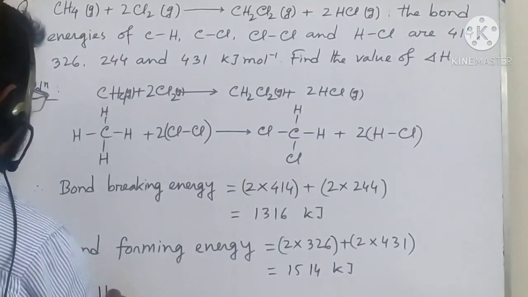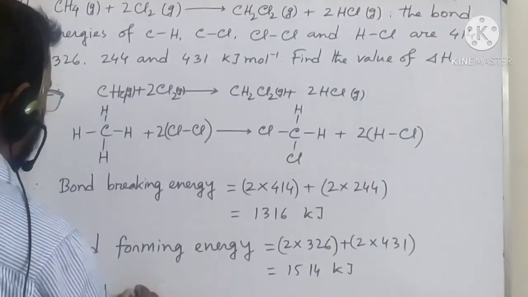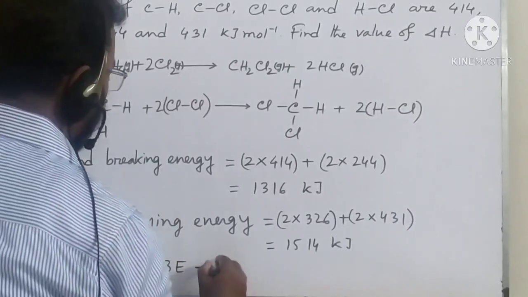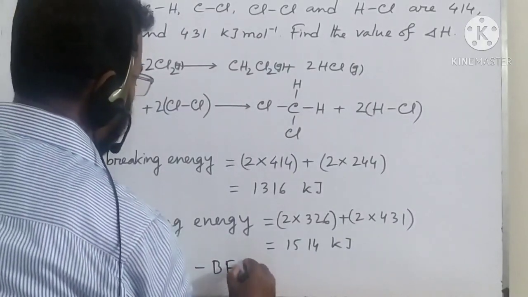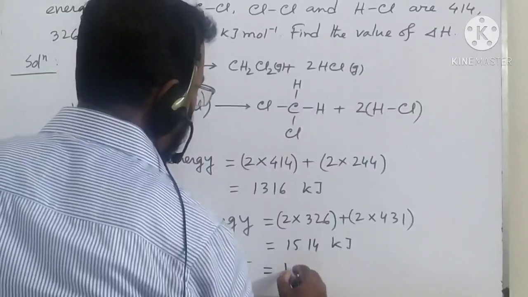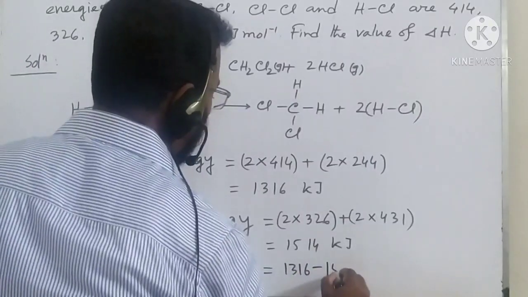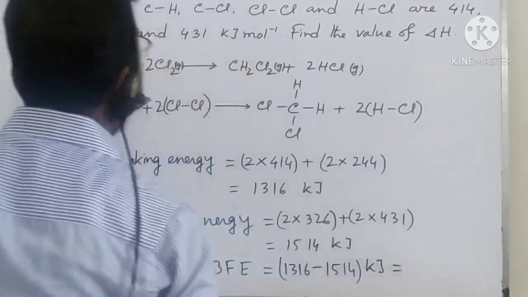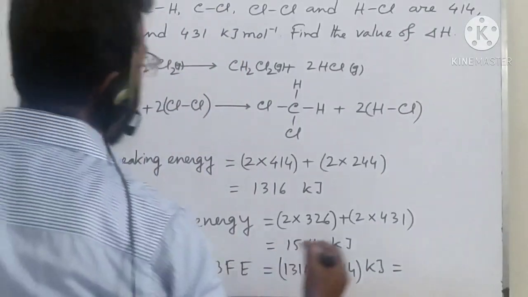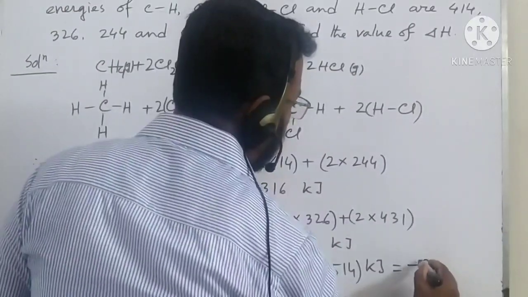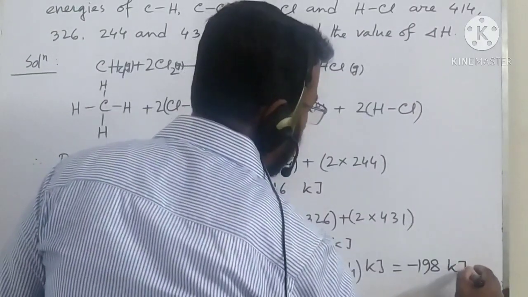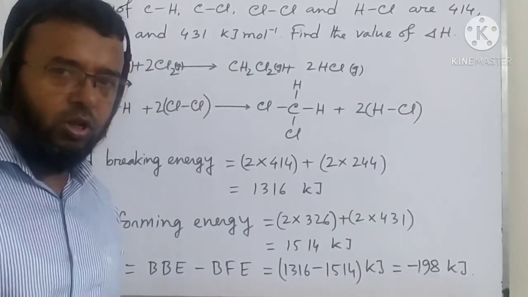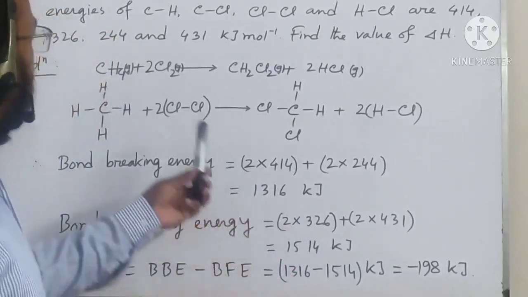Therefore del S equals, we know that it is bond breaking energy minus bond forming energy. That means 1316 minus 1514 kilojoule, then it will be minus 198 kilojoule. So we have got the answer in this reaction.